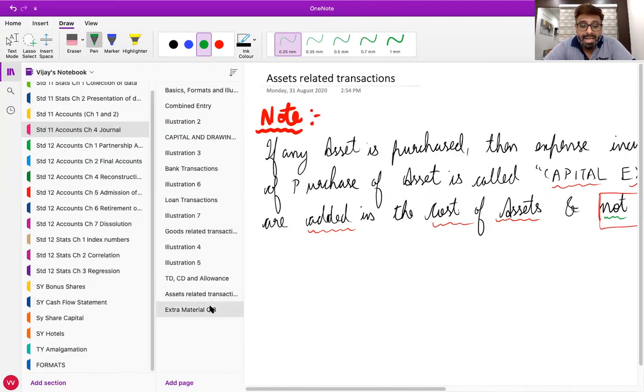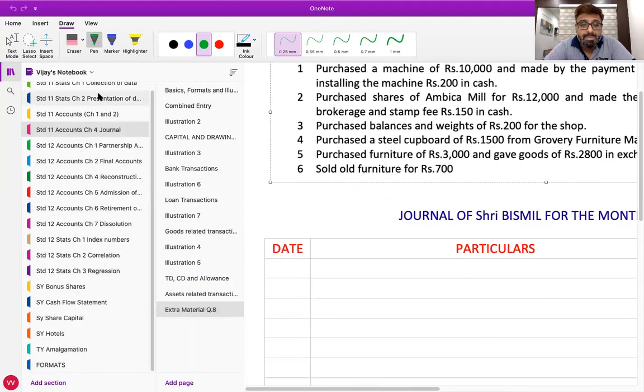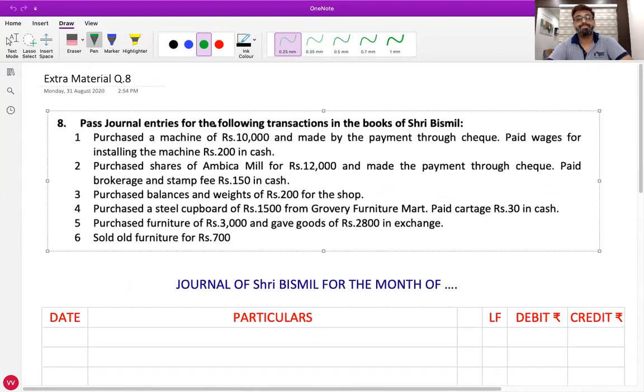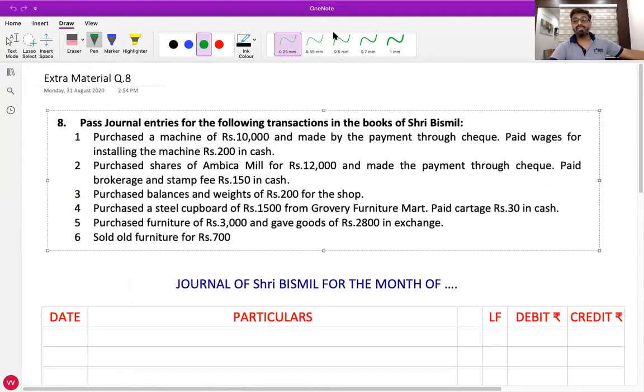Yes, sir. Take out the extra study materials pamphlet, everyone. Question 8. Take out extra study materials pamphlet, question 8. Did you all take it out? Yes, sir.